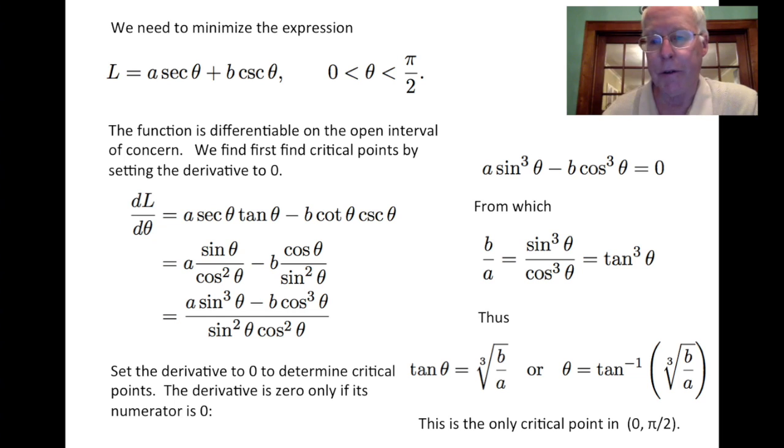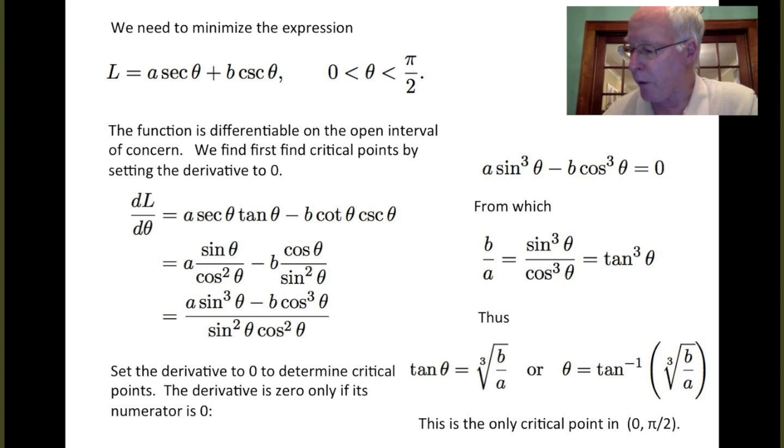So not too hard to solve for theta there if we want. So taking cube roots, we get the tangent of theta is the cube root of B over A. That'll be some positive number. And then the angle itself, so it has to be between 0 and pi over 2, is going to be given by the inverse tangent of cube root of B over A. Remember, inverse tangent gives an angle between minus pi over 2 and pi over 2.